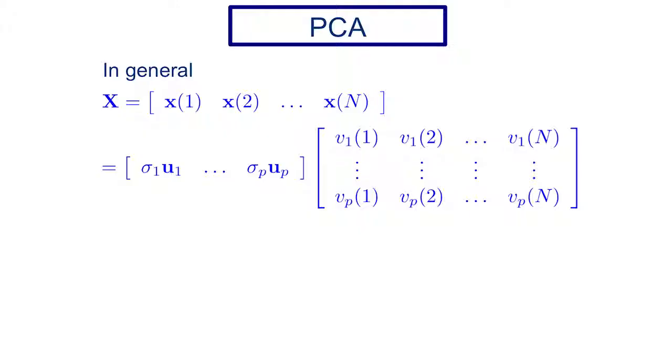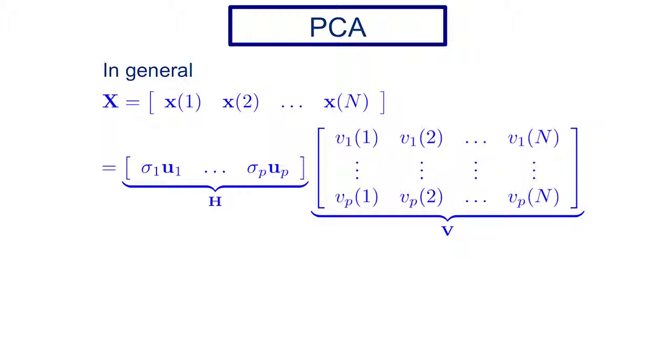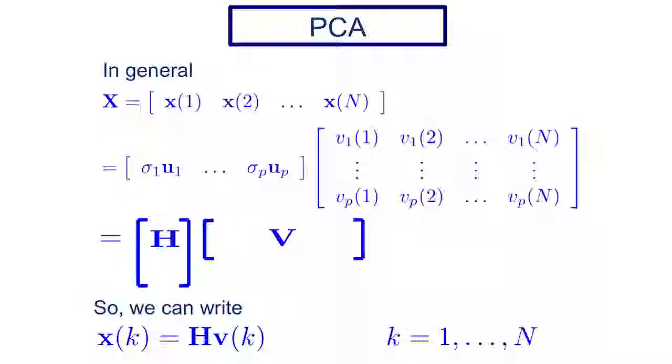And basically these u1, u2, up are the principal directions, and these are the coordinates of our vectors in the given principal direction. So we find the projections of our data vectors in these principal directions. So essentially, we decompose our given matrix in the form of a tall matrix H containing the principal directions, and V, which contains basically the coordinates of our vectors with respect to these basis vectors that we pick. So therefore, we can write each of our data vectors in terms of these new V vectors containing our coordinates with respect to these principal vectors.